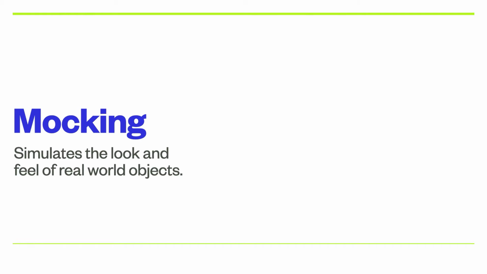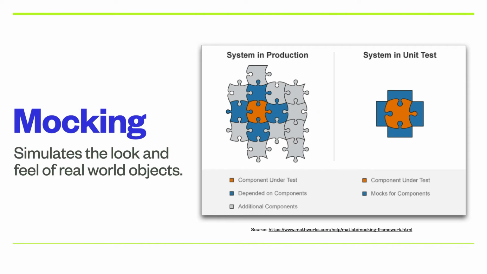All right, so now I'll talk about mocking. Mocking is when you simulate the look and feel of real world objects. I have an example here. If you look at this orange component, and you think of it as a function or a class or something, it's interacting with these other components. It's interacting with four other components in this case, and you can also think of those other components as other function calls, as functions or as classes.